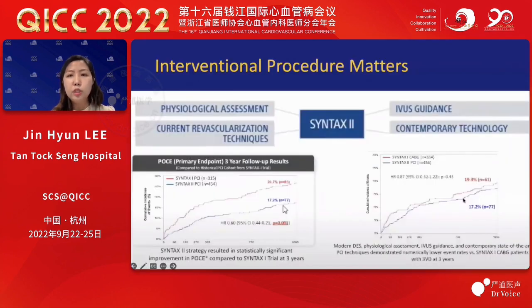So interventional procedure matters. We need to use the latest DES, use of IVUS, use of atherectomy and calcium modification tools, and also we're getting better in terms of large bore access.